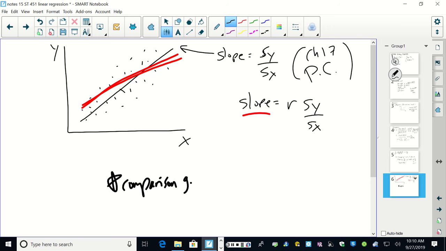So comparison groups are important for assessing regression effect.